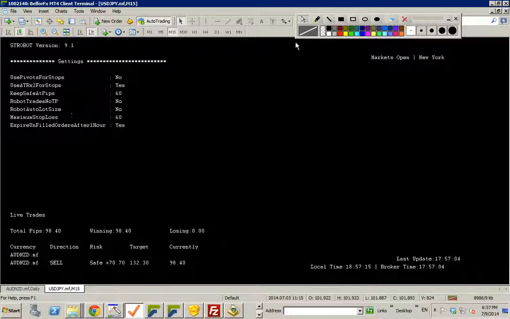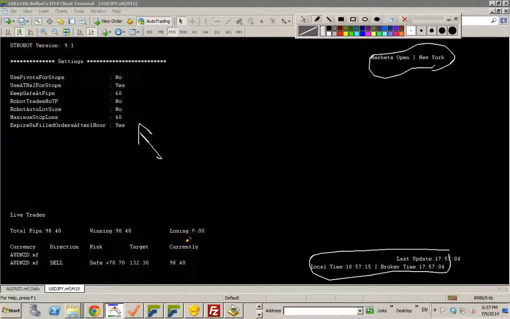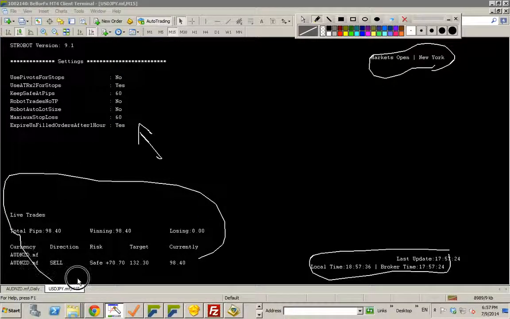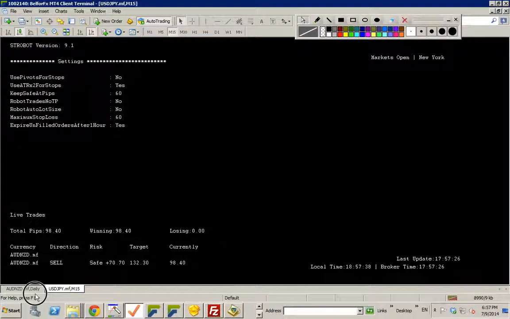You've got all your robot settings up in the corner here. You've got what markets are open at this particular time. You've got broker time and other times there, and a summary and pips of your trades, and that's updated all the time. So that's kind of useful. The robot actually does all the maths and trading and selects some trades.